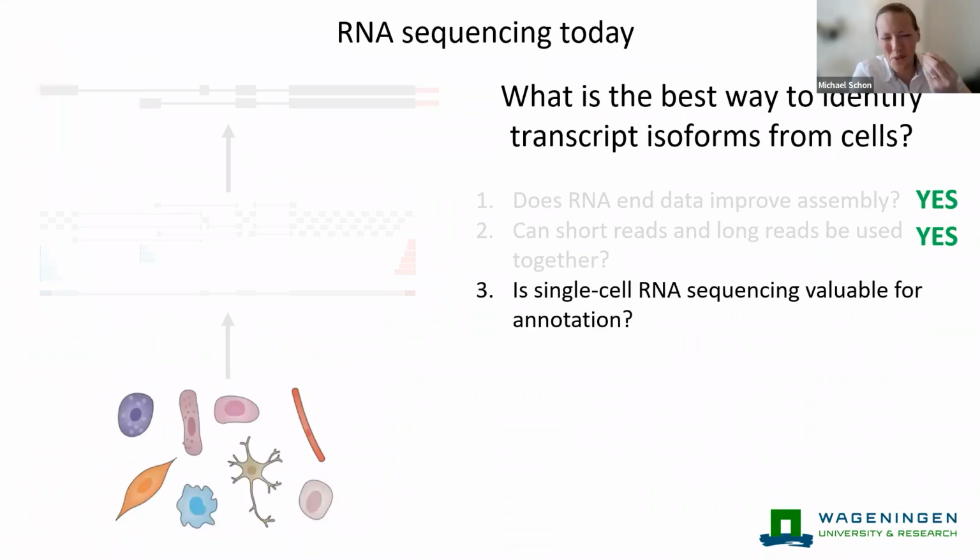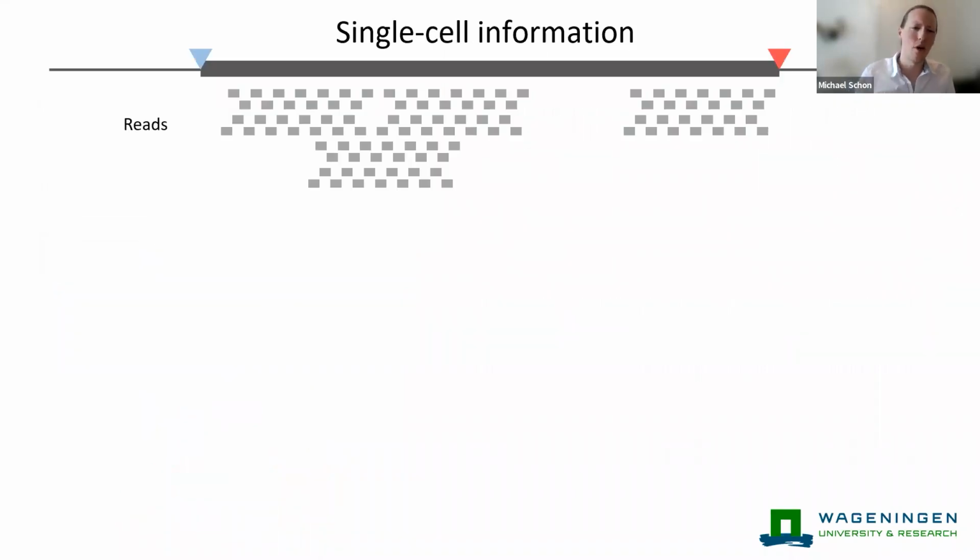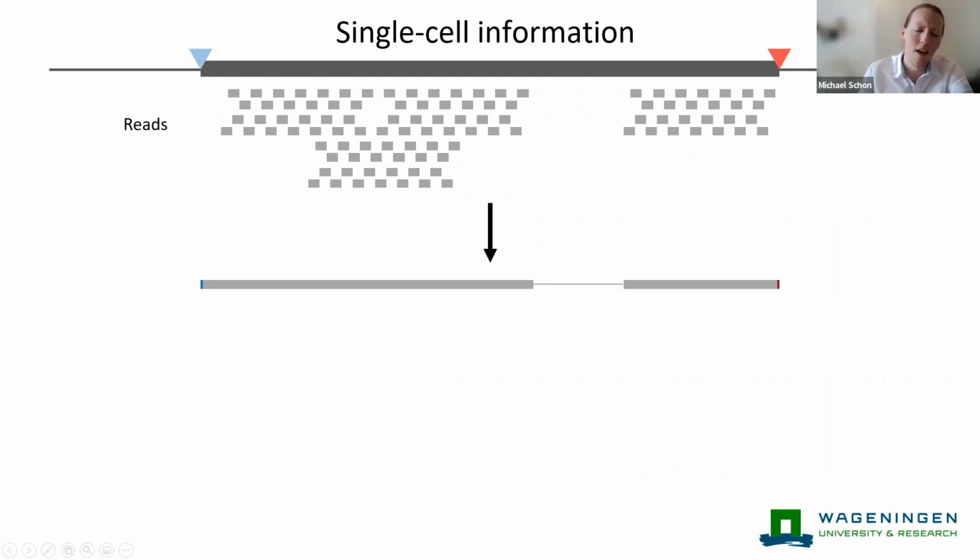And finally, this was the thing I was really interested in: how low can you go? Can you actually get an accurate transcript assembly from single cell information? And you can imagine that if you look at a bulk RNA sequencing data set, then you have a pile of reads on a gene, and that could be represented by a single isoform.